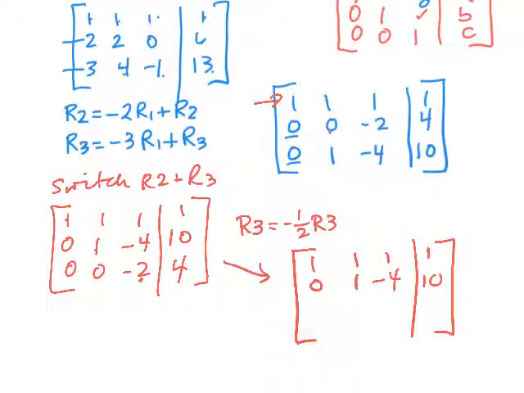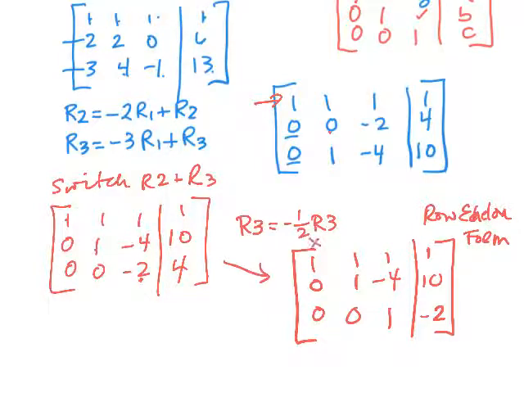And the last one, 0 times -1/2 is 0. -2 times -1/2 is 1, my goal. 4 times -1/2 is -2. And I have now put it in row echelon form. And I can finish solving my system of equations.